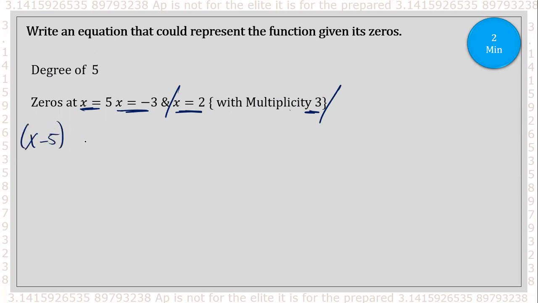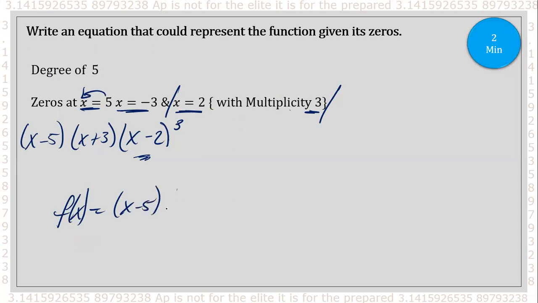Okay, so I have x minus 5, right? Because if I move it to the left, I subtract that 5, and x plus 3. Then x minus 2, and it has a multiplicity of 3, so it has an exponent of 3, only this one right here. So my possible function should be x minus 5, x plus 3, and x minus 2 cubed. Okay, so that's a possible function that could represent this.